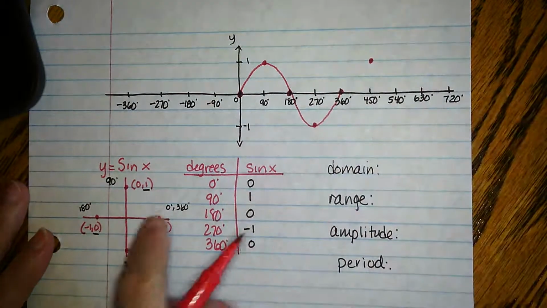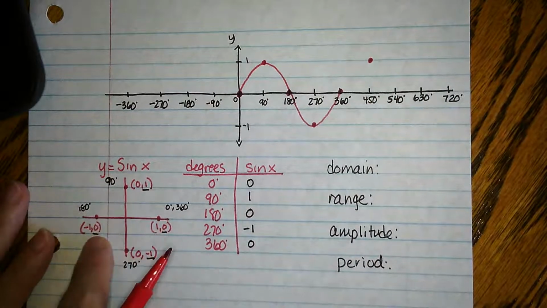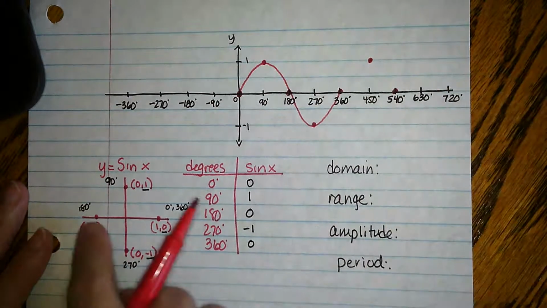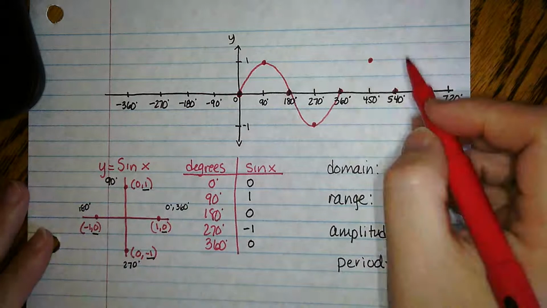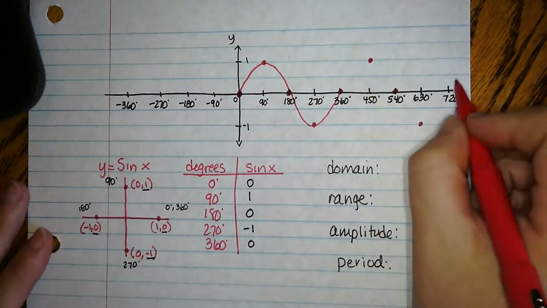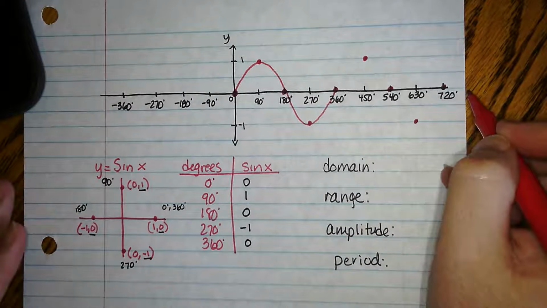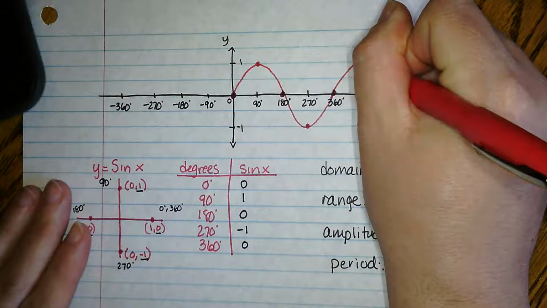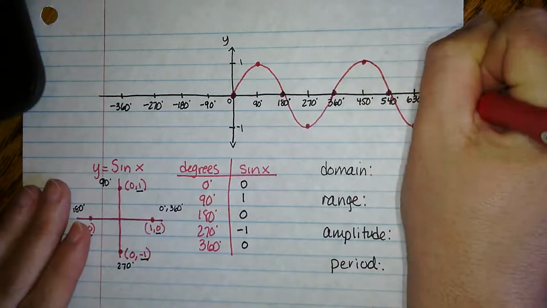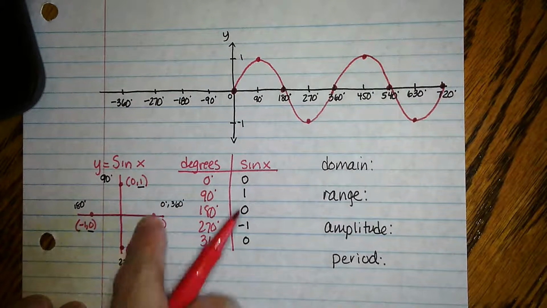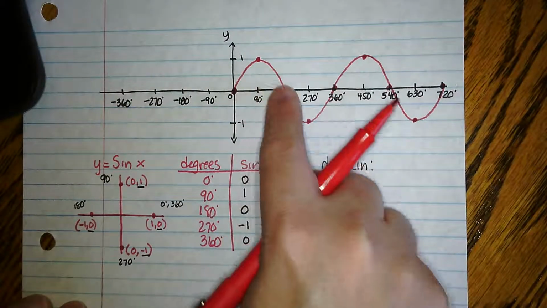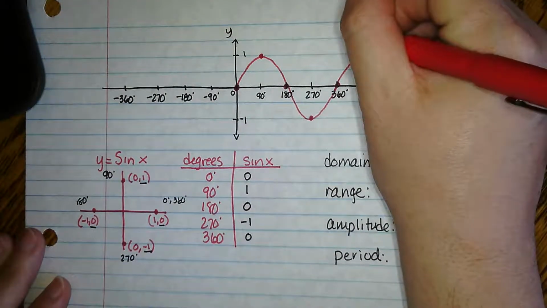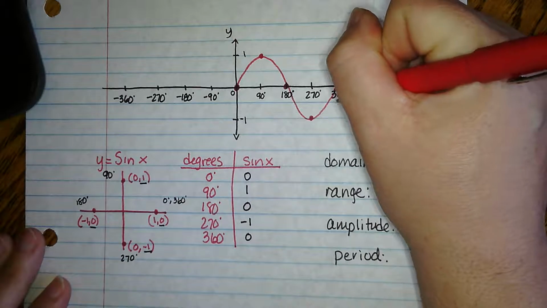Then to go 540, I would have to go another 90, which means I would go back to 0. At 630, I'm going another 90, so I'm back to -1. And then, of course, 720 is 360 twice, so I'm back to 0. So here's where the continuation of cycle number 2 comes from, and it comes from the fact that this is just repeated rotations counterclockwise. So this is 1 rotation, this is 2 rotations.